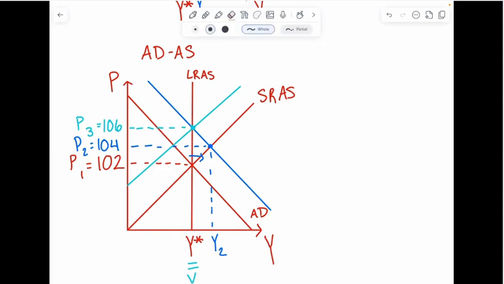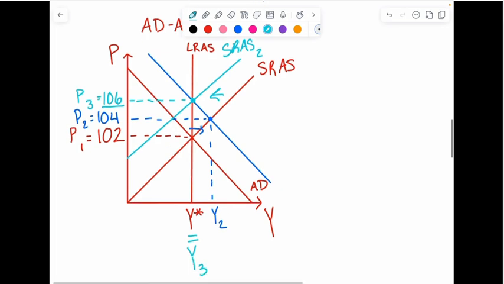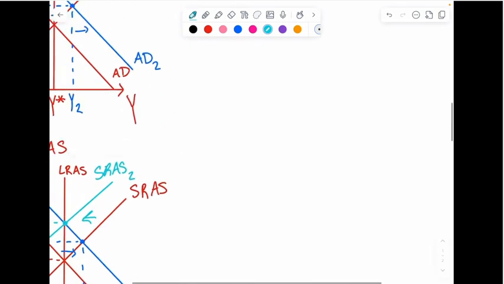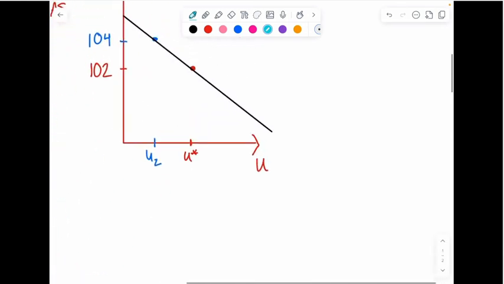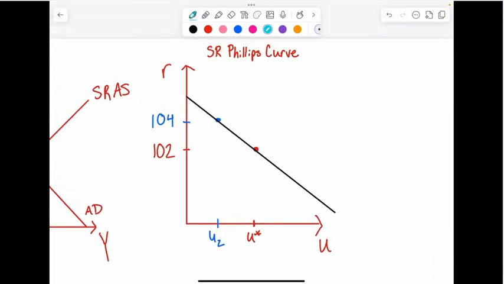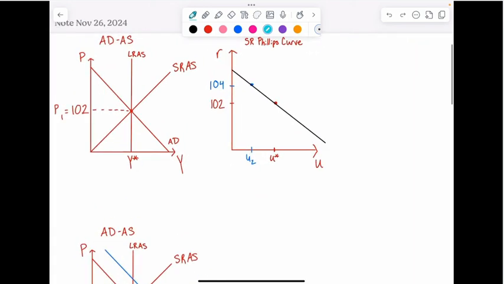Then we look at if our SRAS shifts to bring us to a new equilibrium in our AD-AS curves, how that looks on the Phillips curve. So we see our SRAS shifted over, we have SRAS2, we have this new equilibrium here at a price of 106 and an output equivalent to our equilibrium output. So up here, that means we know we're going to be equivalent to this somewhere, right? Because it was equivalent to this here.